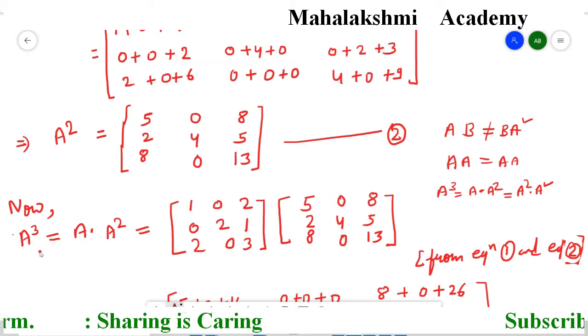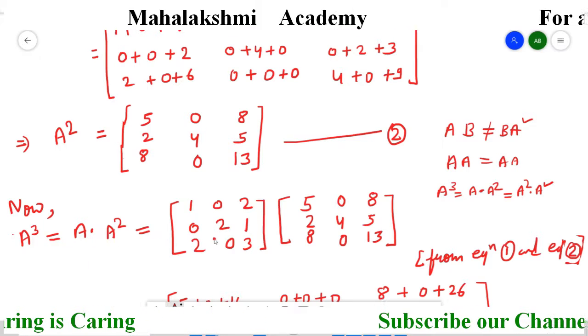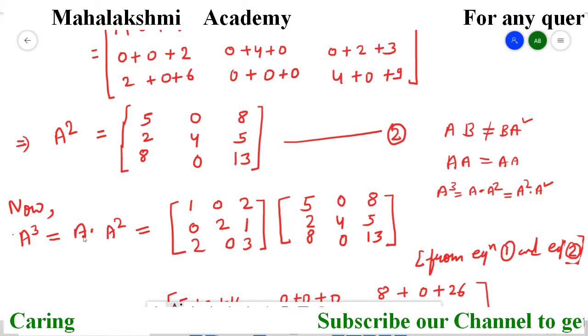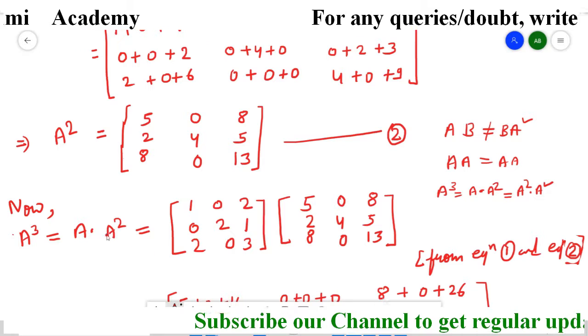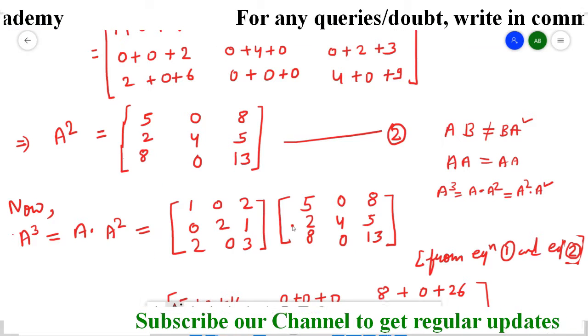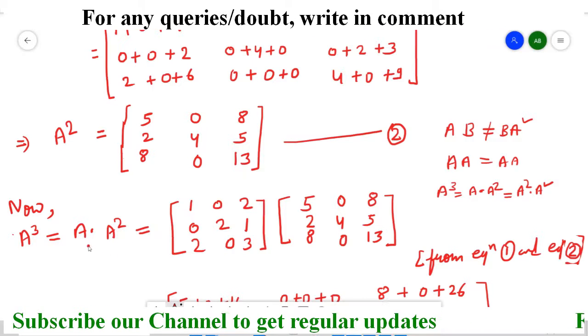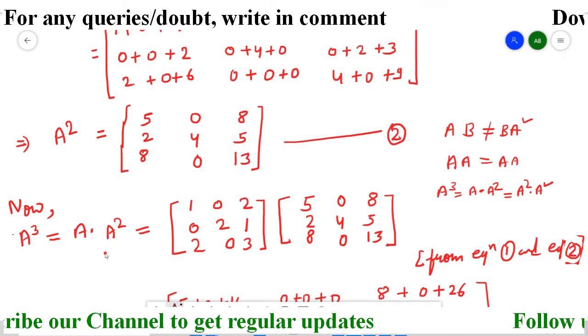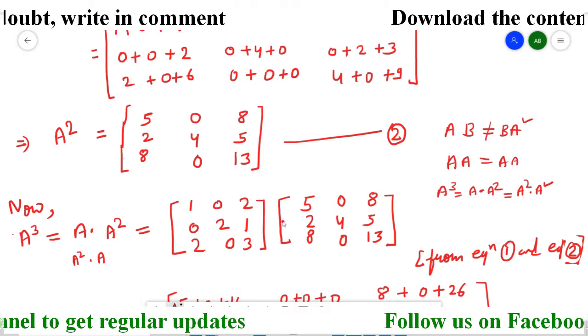So just see, to calculate A cube I multiplied the A matrix by A square. The meaning is, I wrote A first, so here I entered the A matrix which is given in the question, and the A square I entered is the one I obtained here. Now these two are different matrices, but you can write this A square at the first place and A at the second place, just interchanging them.